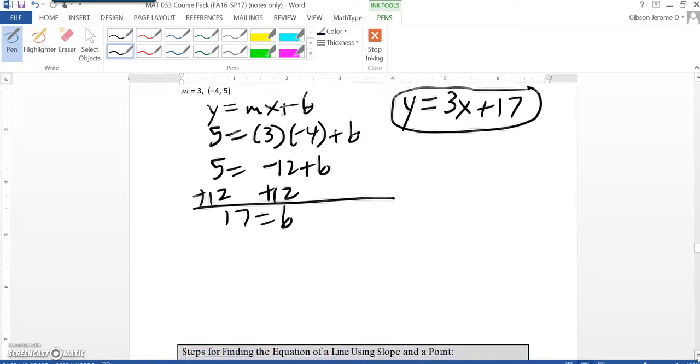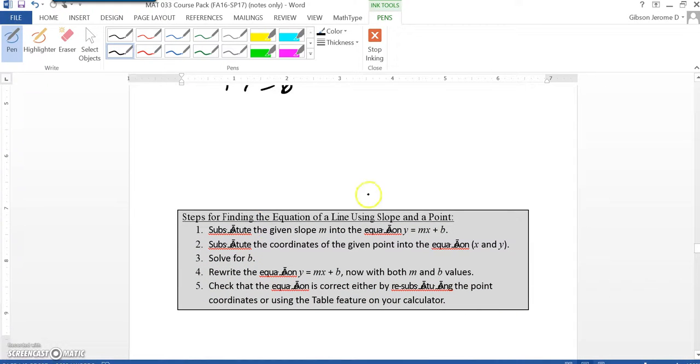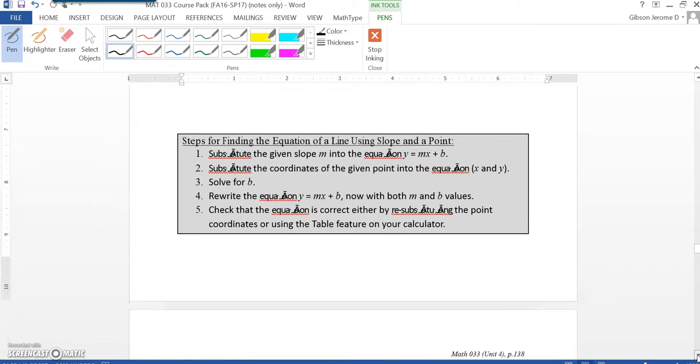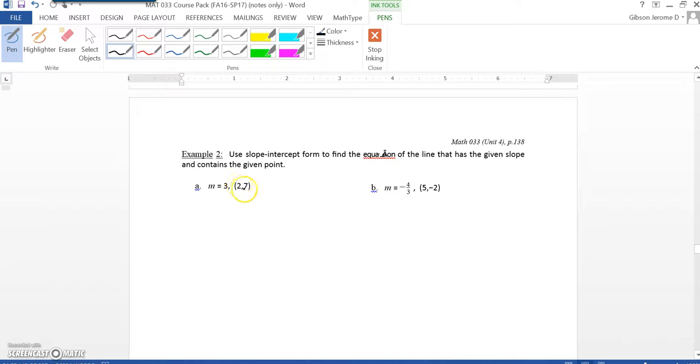Now it says here, steps for finding the equation of a line using slope and a point. Substitute the given slope m into the equation y equals mx plus b. Substitute the coordinates of the given point into the equation for x and y. Solve for b. Rewrite the equation y equals mx plus b, now with both m and b values. Check the equation is correct either by resubstituting the point coordinates or using the table feature on your calculator. So basically, this just described what we did for the previous problem. So now we can apply this to the remaining problems.